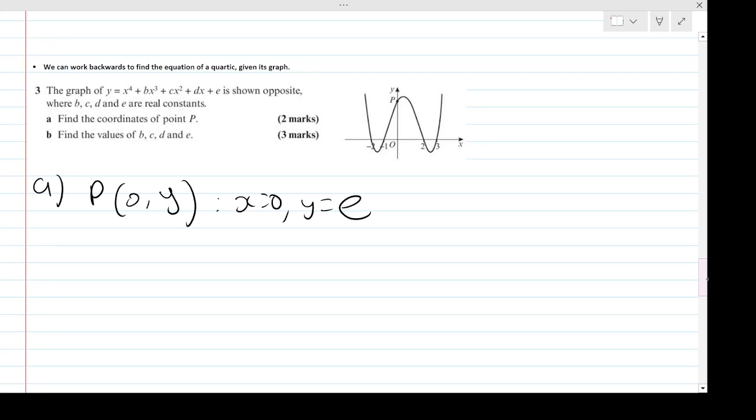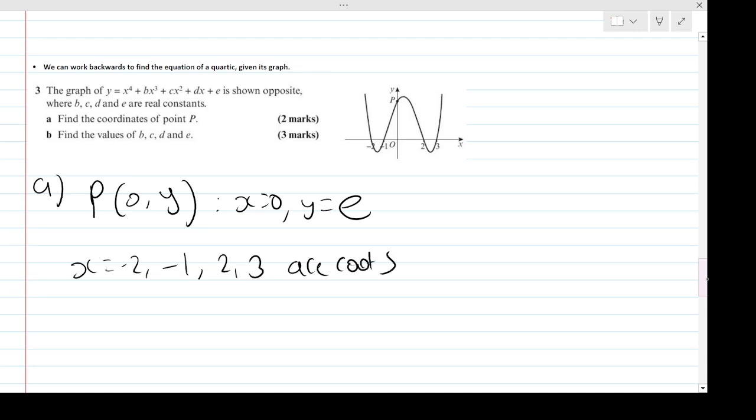We need to know what e is, but first we need to work out what the quartic is, right? So we're going to have to look at the graph, look at the points we're given on the graph, and use them to work it out. So what points are we given? It tells us when it passes through the x-axis, so it tells us the roots, all 4 of them: -2, -1, 2, and 3. So we have x equals -2, -1, 2, and 3 as the roots.